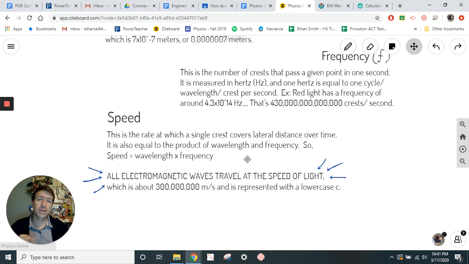Okay. So we can calculate the speed. It's equal to the product of wavelength and frequency. So we can write that in a formula. Speed is equal to wavelength times frequency.